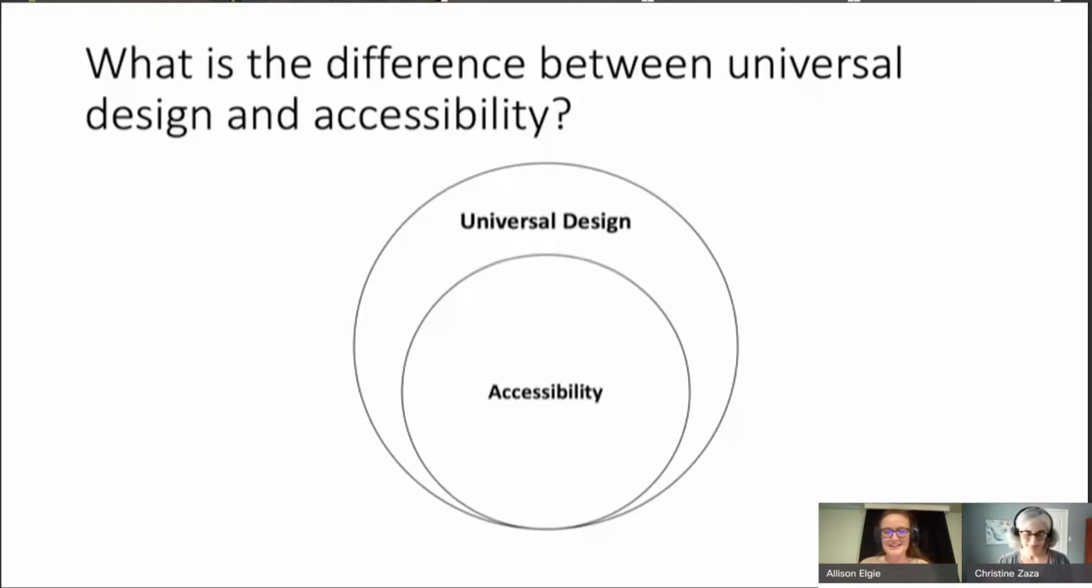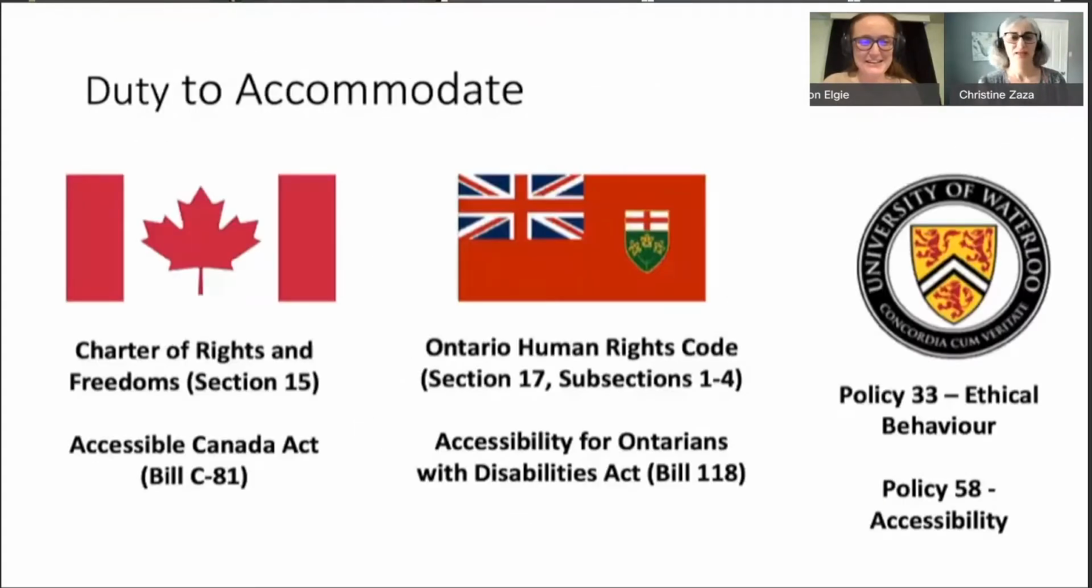Thanks, Christine. You can just go ahead and start with presenting information about accommodation, or our duty to accommodate. As I mentioned briefly, accessibility is tied to legislation. Under the Canadian flag, two pieces of legislation are listed. At the national level, we must abide by the Charter of Rights and Freedoms, and most recently, in 2019, the Accessible Canada Act.